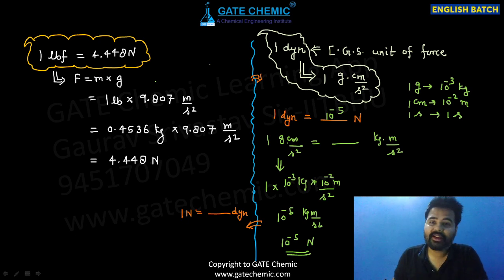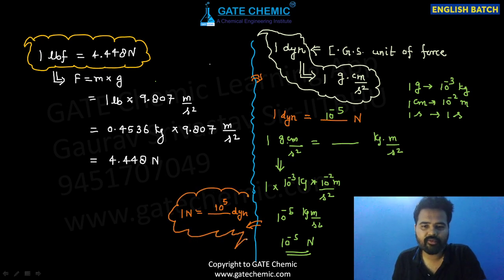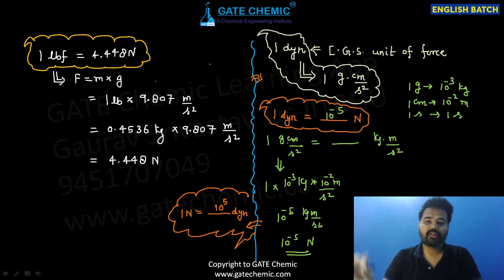Yes, absolutely correct. 10 to the power minus 5 newton equals 1 dyne. Then 1 newton equals 1 upon 10 to the minus 5, that means it's 10 to the power 5. Fantastic, beta. Superb. Okay, now shall we move forward? Everyone crystal clear till now? Very good.